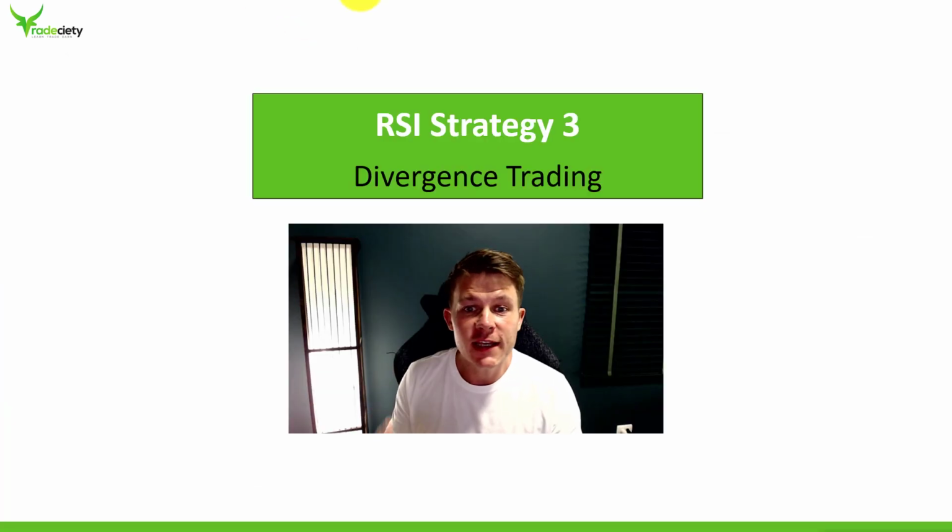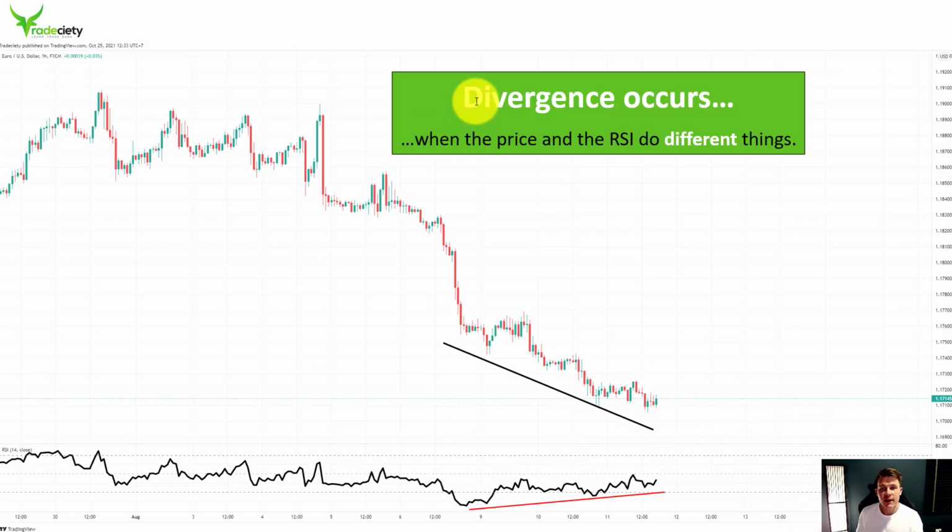Strategy number 3 is a divergence strategy, and I've been trading an RSI divergence for many years, so let's get into this. And when we just look at the basic definition of a divergence, it just means, as the name suggests, that the price action and the indicator are diverging. They are making two different things.